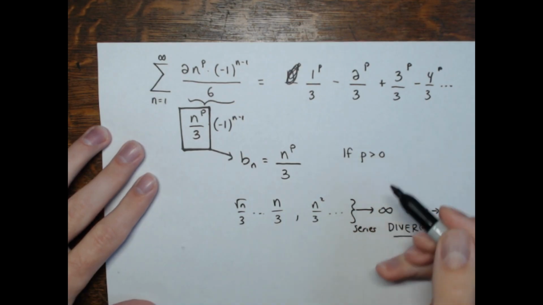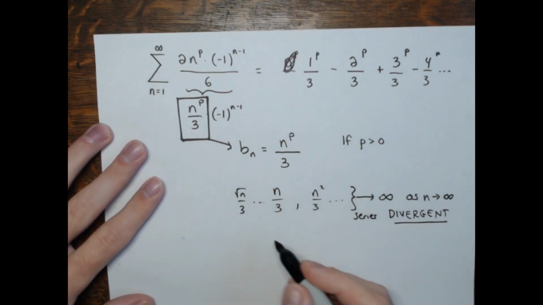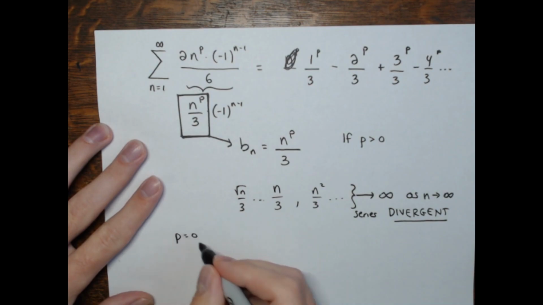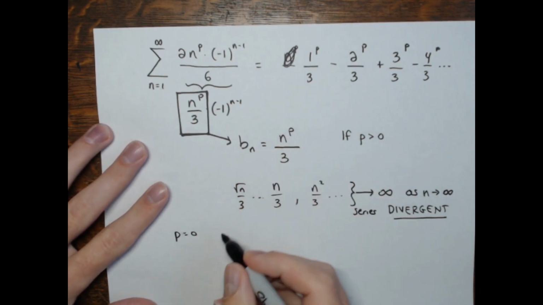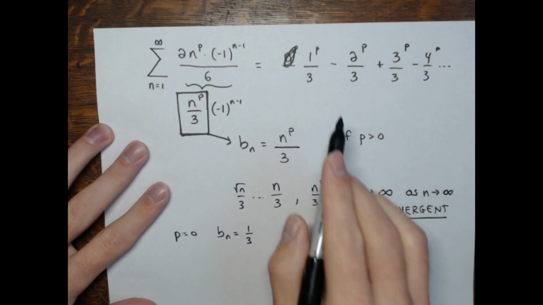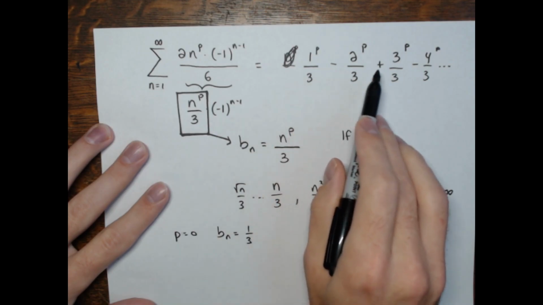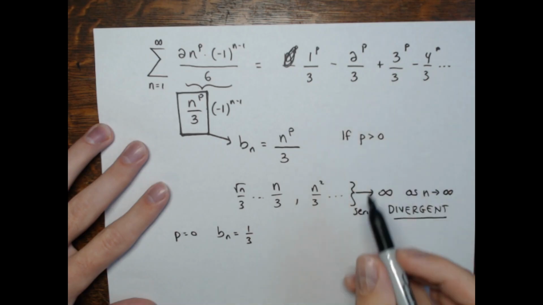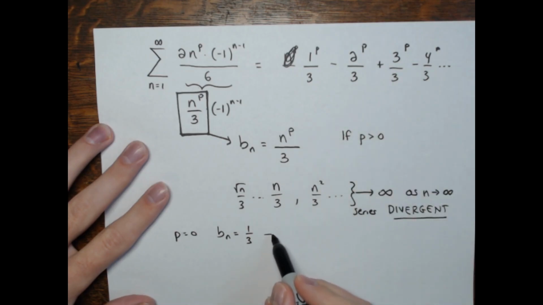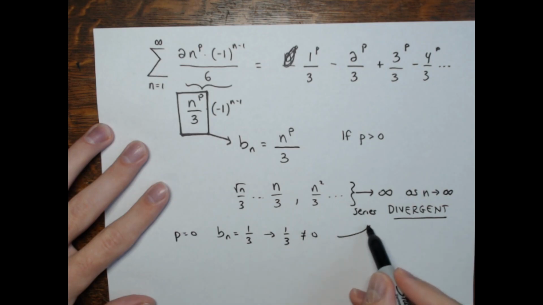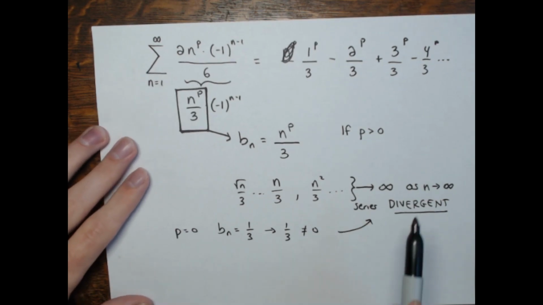And actually, it can't be equal to 0 either, right? Because if p were equal to 0, you'd have n to the 0, that'd just be b sub n here would just be 1/3 all the time. So you'd have 1/3 minus 1/3 plus 1/3 minus 1/3. The terms are not going to 0. They're going to 1/3. So again, we'd say the series would diverge.